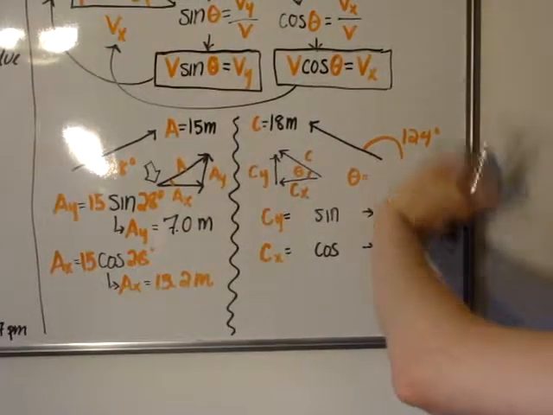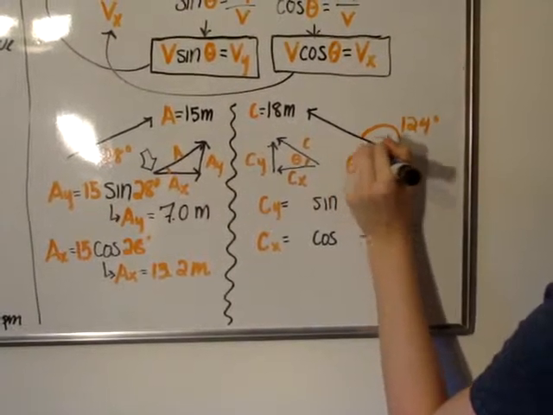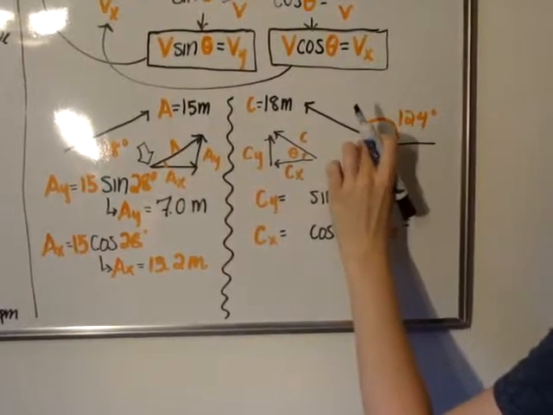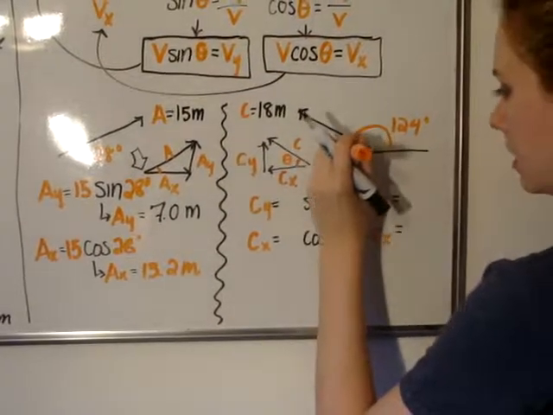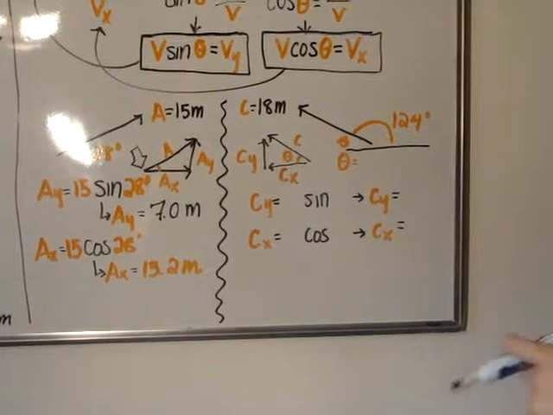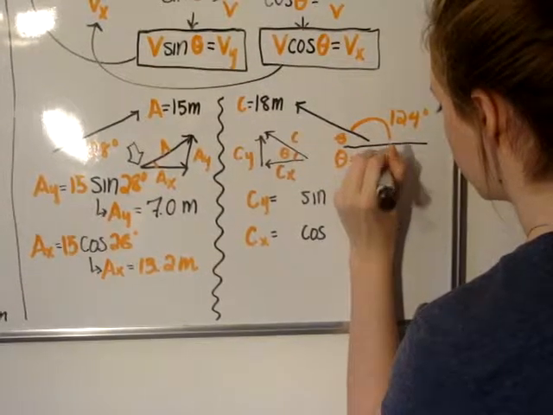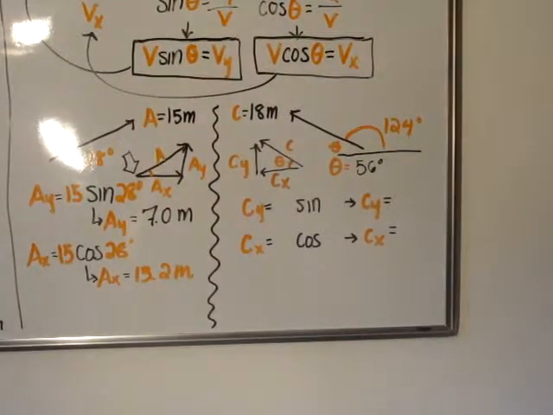And I have 124 degrees. If you say that this is your horizontal, I want to find the theta right here. So I just subtract 124 from 180 to get 56 degrees. And I need that so I can plug it into my equations here.